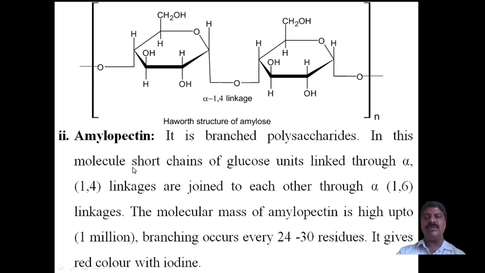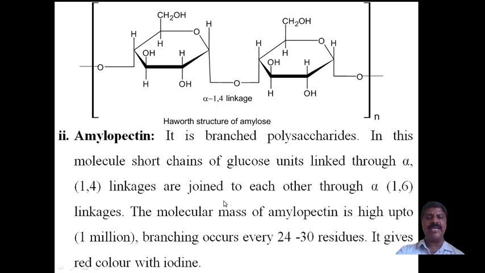In this molecule, there are short chains of glucose units. Here again glucose units will be there. These are alpha glucose units. Only alpha D glucose units are present in amylopectin also, similar to amylose. Therefore, this is the branched structure. In this molecule, the short chains of glucose units are linked with alpha 1,4 linkage, joined together to each other through a 1,6 linkage. Therefore, two linkages will be there.